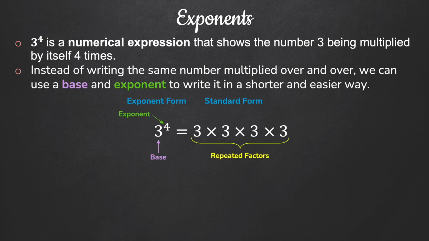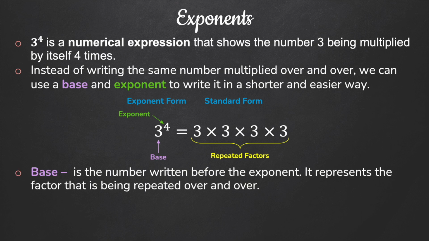Here we have 3 to the power of 4, and that is written in exponent form. And that is equal to 3 times 3 times 3 times 3, which is written in standard form. Here, in standard form, we could see 3 being repeated over and over 4 times because our exponent is 4. So we could actually see the repeated factor.